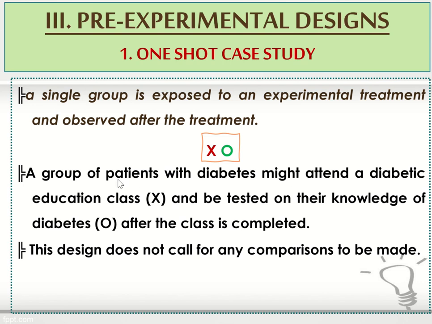So, ganun lang kasimple. A group of patients with diabetes might attend a diabetic education class. So, that will be our treatment or our intervention and then be tested on their knowledge of diabetes. So, that is our observation after the class is completed. Or that is our post-test, kumbaga. So there is no way to determine if the level of knowledge about diabetes was the result of the class. So the patients could have already possessed this knowledge before the class. Kasi nga hindi naman tayo nag-pretest din.